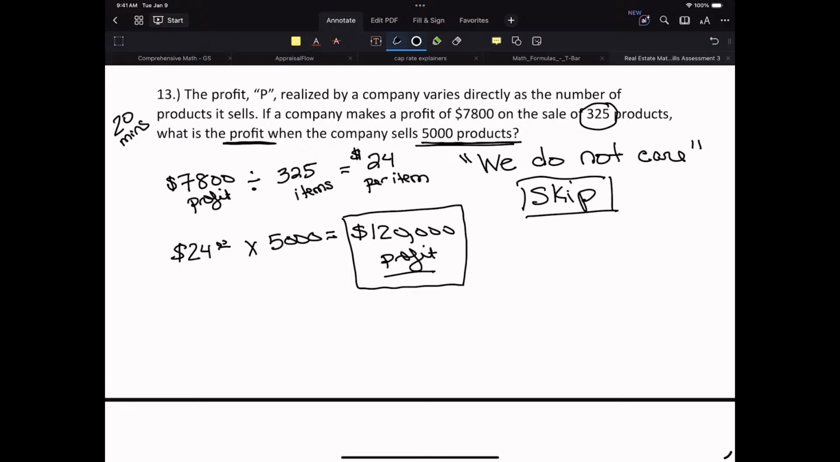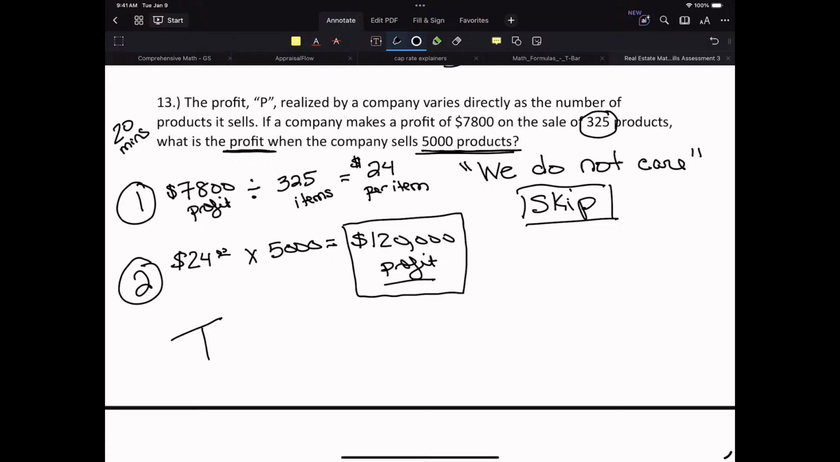There's 2 steps. You had to do step 1 in order to get step 2. And for those people using T-bars, sometimes you use a T-bar so that you can use the information from that T-bar. Sometimes that's what happens. Sometimes it's just a multi-step problem. And if it's going to take too long, skip it, come back to it at the end.